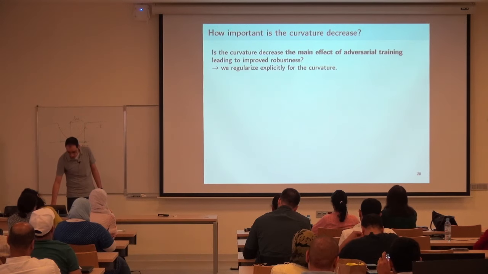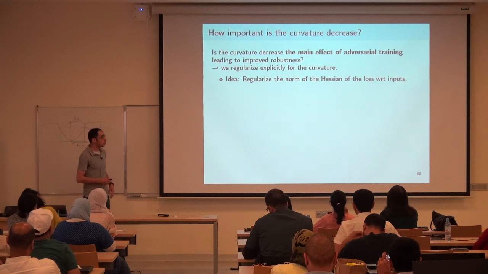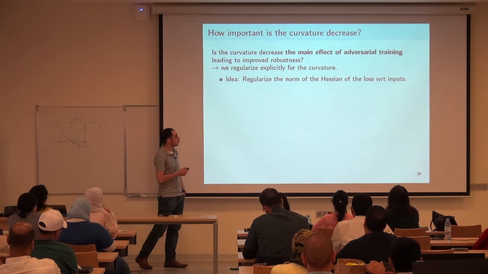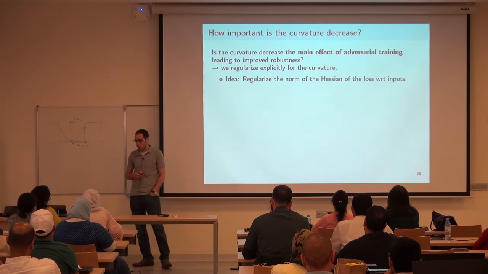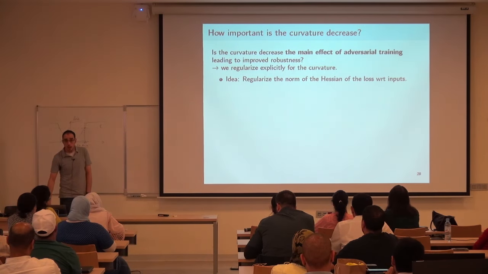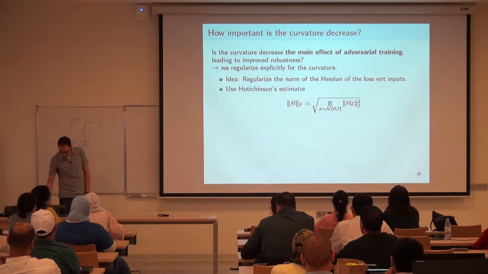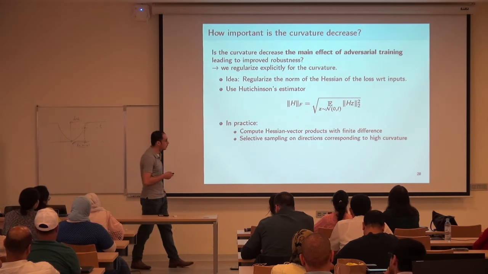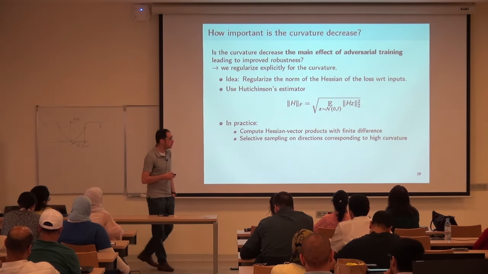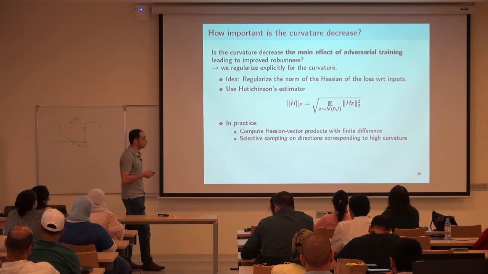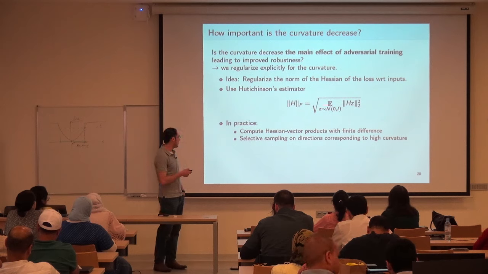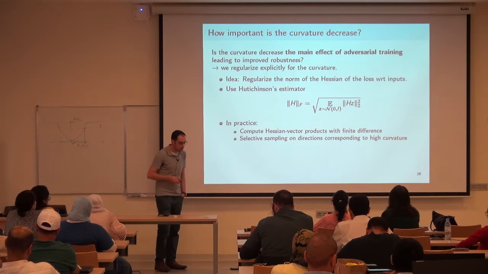So what we did is explicitly regularize for the curvature, namely the norm of the Hessian of the loss with respect to the inputs. There is some difficulty in working with the Hessian: Hessians are very high-dimensional objects, so you want to use estimators instead. We use this estimator, and then we use finite differences in order to compute this Hz.